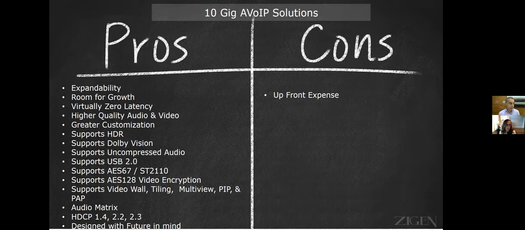So we also want to look at the 10 gig AV over IP solutions. The pros are an infinite amount of pros. Expandability, room for growth, virtually zero latency, high quality in audio and video. And that means uncompressed audio and uncompressed video in most cases. So it's customizable. You could do whatever you want. It supports dynamic and static HDR. It supports Dolby Vision. It supports uncompressed audio, I just mentioned that. Supports USB 2.0. Supports AES-67, ST-2110, and all the other players, whether it's Dante, Ravenna, Livewire, and we'll dive into that a little bit further down the road.